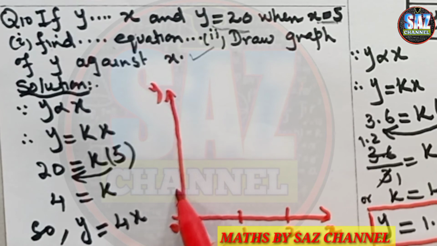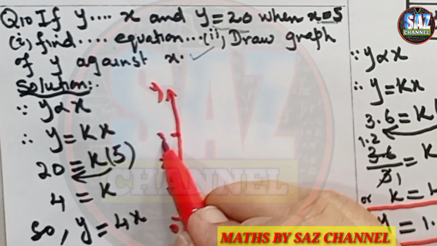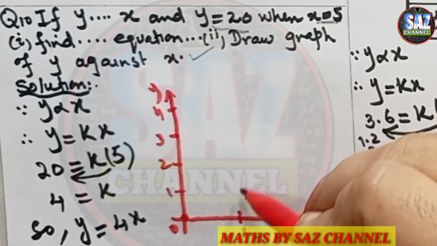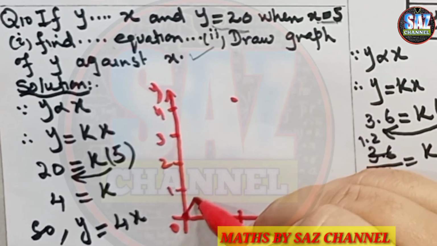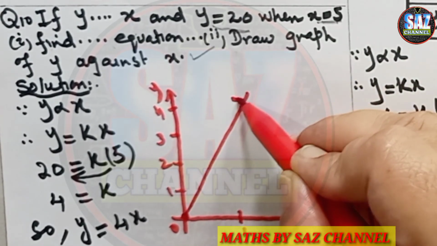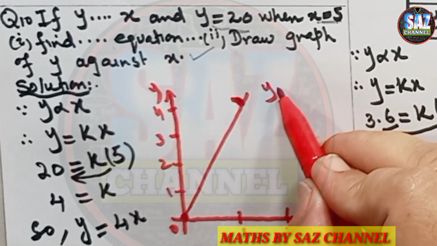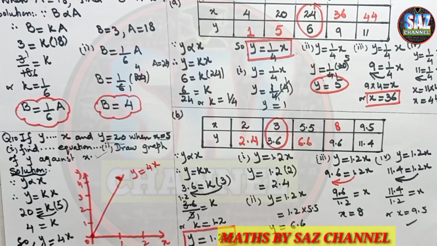So first of all, I have to mark my y-axis nicely: 2, 3 and 4. When x is 1, y will be 4. Take just 2 points and make the line nicely so that it passes through these 2 points. And this is the graph for y equals 4x. I hope you are clear about this question.